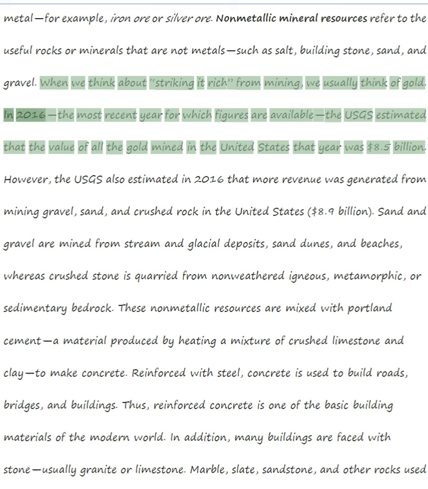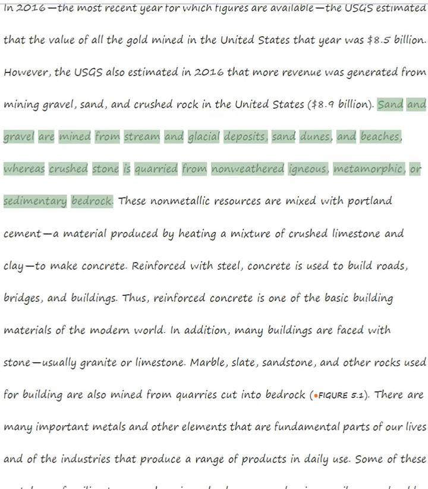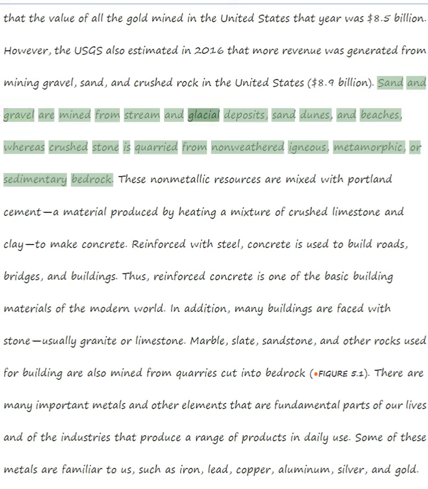When we think about striking it rich from mining, we usually think of gold. In 2016, the most recent year for which figures are available, the USGS estimated that the value of all the gold mined in the United States that year was $8.5 billion. However, the USGS also estimated in 2016 that more revenue was generated from mining gravel, sand, and crushed rock in the United States. Sand and gravel are mined from stream and glacial deposits, sand dunes, and beaches, whereas crushed stone is quarried from non-weathered igneous, metamorphic, or sedimentary bedrock.